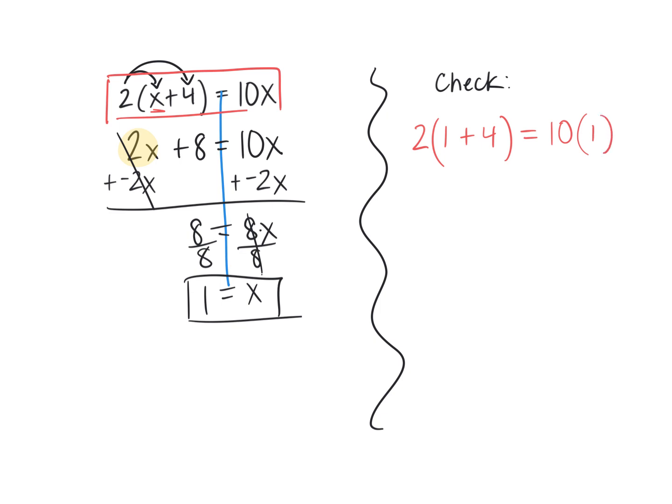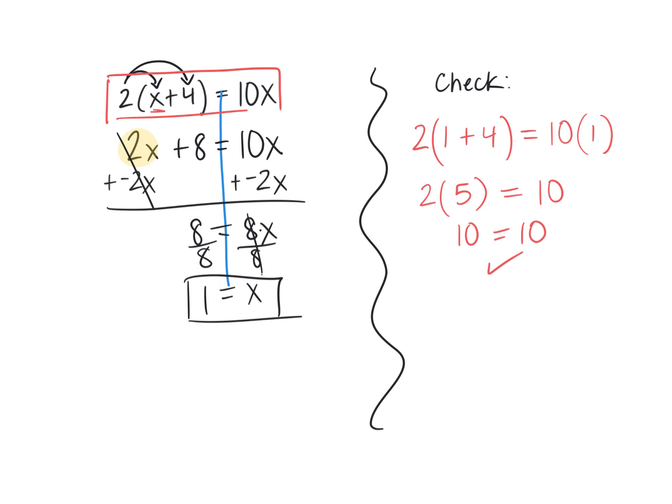Now I'm just going to make sure that both sides are equal. Think of it like a scale. If both sides are equal, then I know I did it correctly. So I'm going to do 2 in parentheses, 1 plus 4 is 5, equals 10 times 1 is 10. 2 times 5 is 10, 10 equals 10.